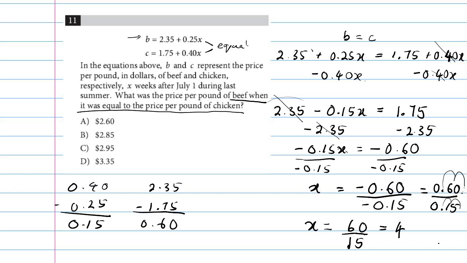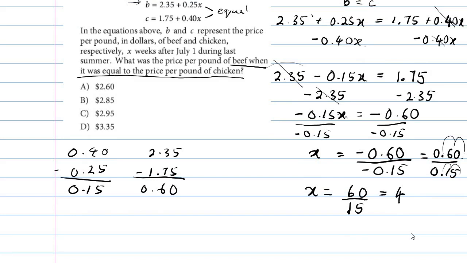We'll do a few examples of this type after this question so that you can be comfortable with this. Now they want you to find not x. So be careful. What was the price per pound of beef? That's what they want, not x. So what do we do?